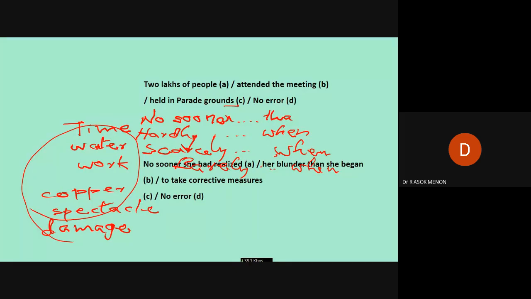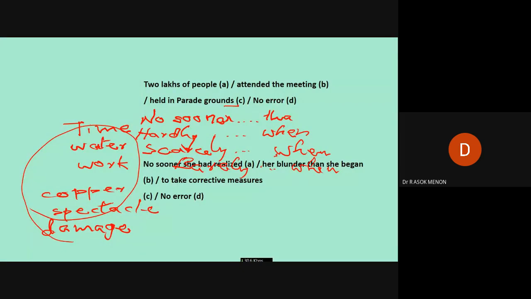These are conjunctions. No sooner should be followed by than. Hardly should be followed by when. Scarcely should be followed by when. Barely should be followed by when. Let us rearrange this sentence with different conjunctions. Instead of no sooner, I say, hardly had she realized her blunder when she began to take corrective measures. Or scarcely had she realized her blunder when she began to take corrective measures. Or barely had she realized her blunder when she began to take corrective measures. No sooner had she realized her blunder than she began to take corrective measures.